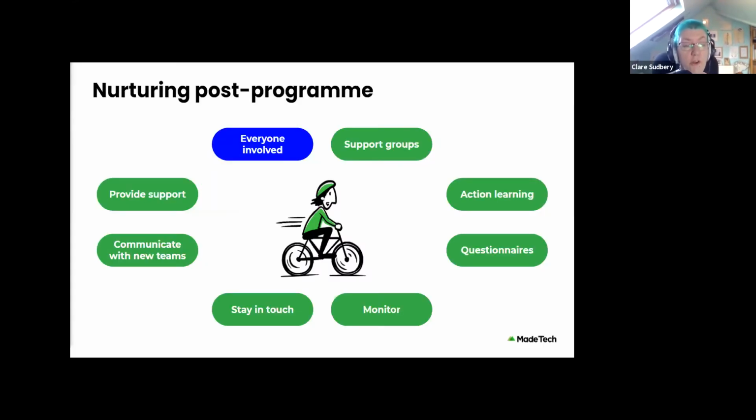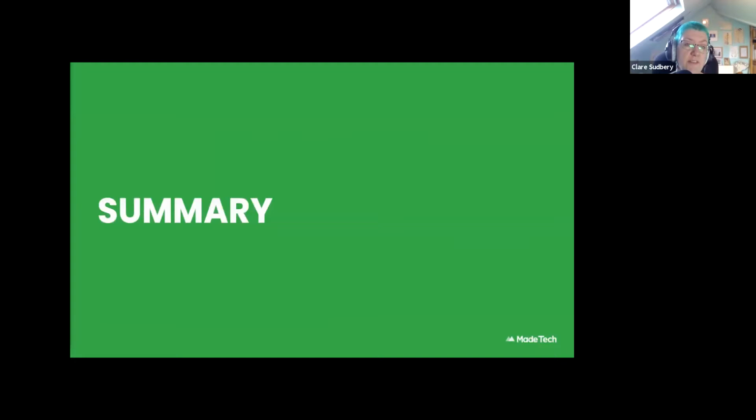And then once we're done, again, we want to get everybody involved in nurturing the engineers, in supporting them through their careers as they move onwards. We encourage them to set up support groups with one another. We use the action learning framework, which is worth Googling, which is a really nice way of setting up support networks. We ask them to fill in questionnaires on how the academy went and how they're doing as they move forwards throughout their careers. We pay attention, we keep track of them, we monitor their progress, we stay in touch with them. We keep communicating with their new teams and providing support for them as they move onwards in their careers.